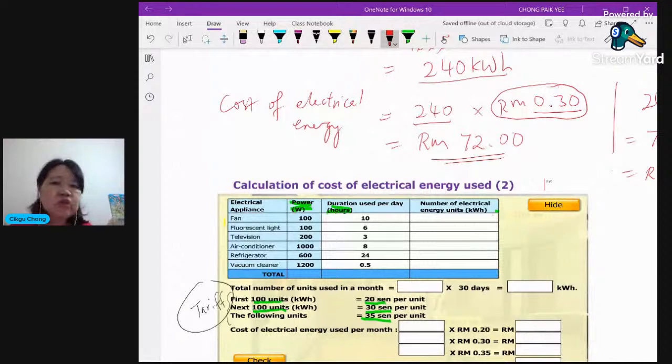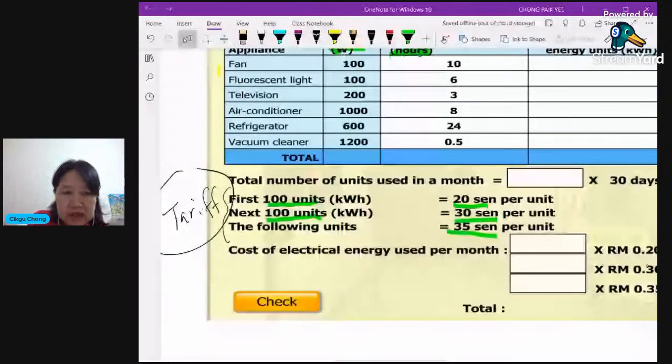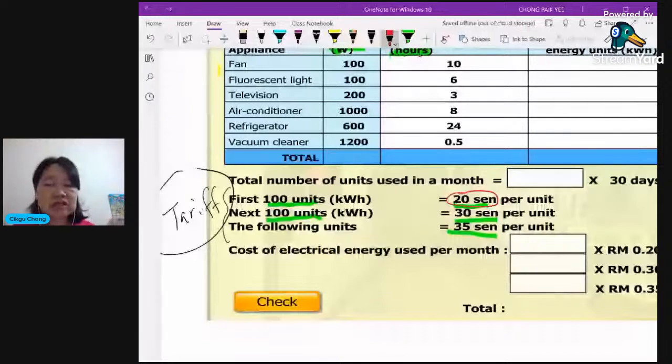This is not true. If you look at the back of your electricity bill, I think they will give you a tariff. Tariff is like this. For the first 100 units, if you use less than 100 units, you only calculate 20 cents. It's cheaper for you if you use less electricity. But if your total is more than 100, you cannot times 20 already. You have to times the next 100 by 30 cents. More expensive. The more you use electricity, the more expensive it will be actually. So that's why it's always good to save electricity.